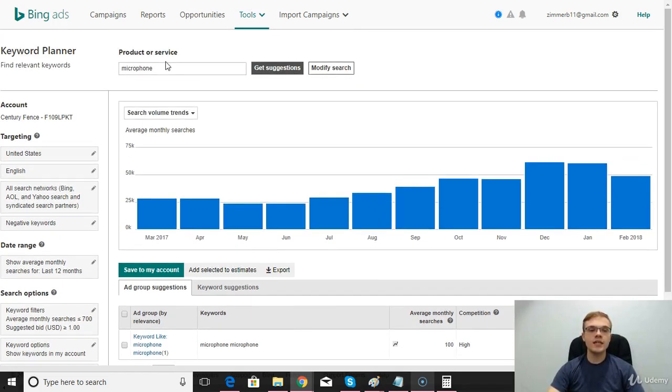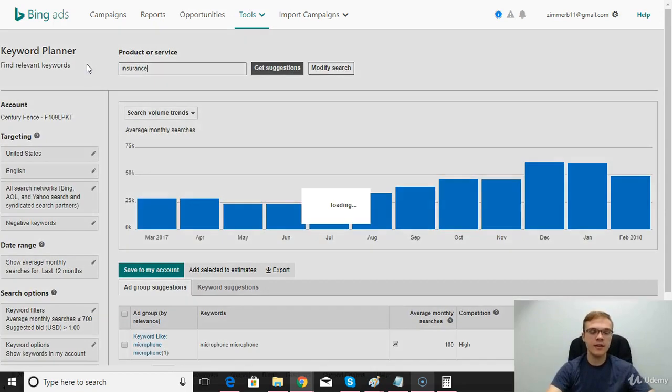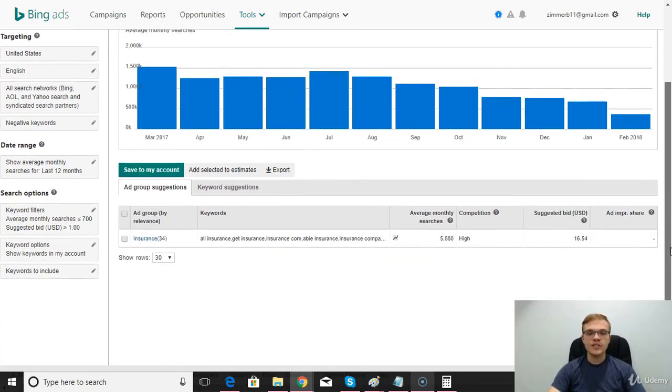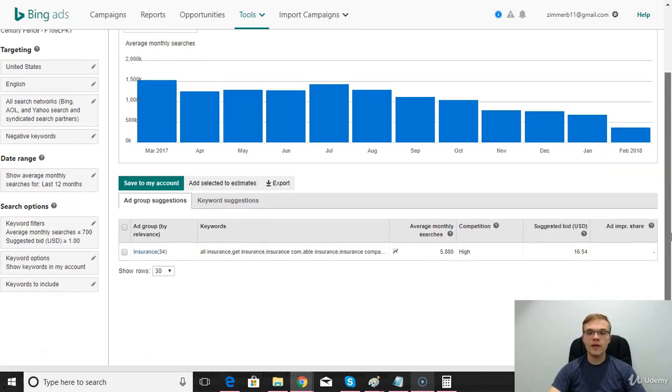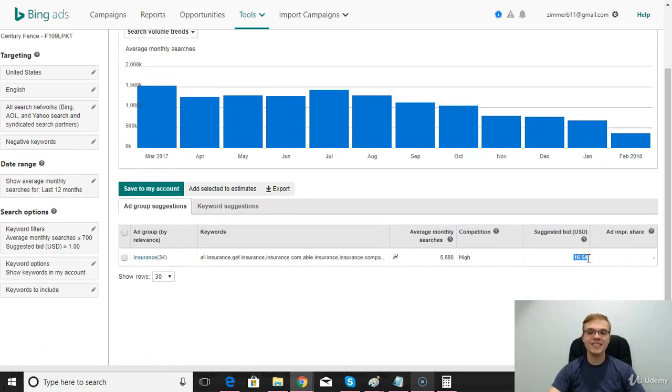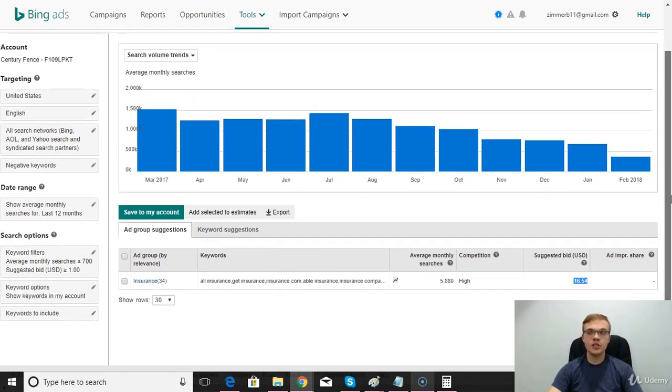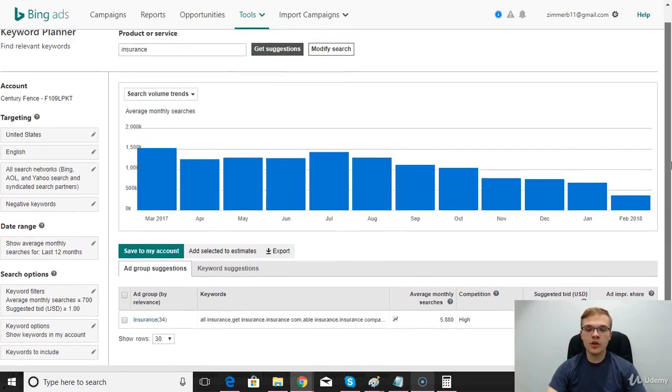And just to give you an idea of how the cost varies, I'm going to go on one of the most expensive ones I can think of. I'm going to type in insurance. As you can see here, the word insurance on Bing is going to cost $16.54 per click. So the total costs can completely vary. I've seen them as cheap as about 3 cents, all the way up to, like I said before, hundreds of dollars. So it really just depends on what you're going after.